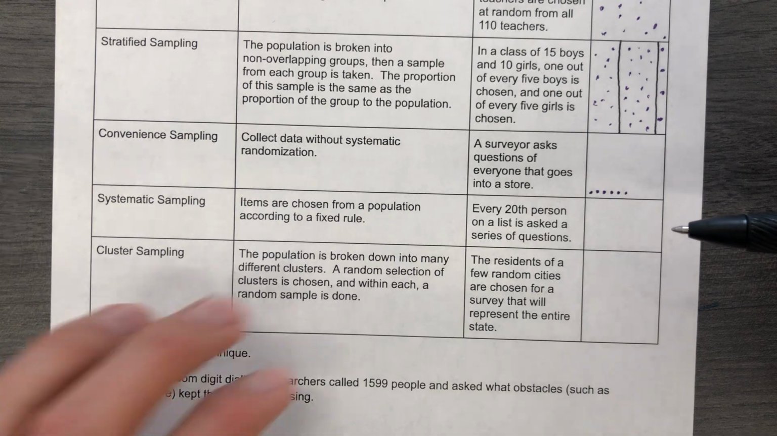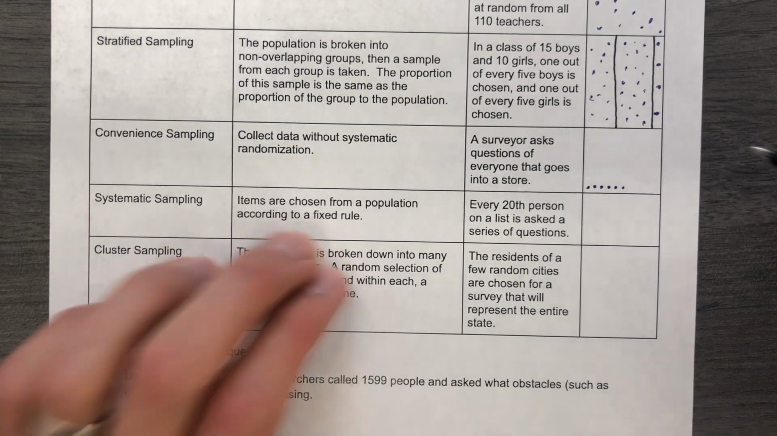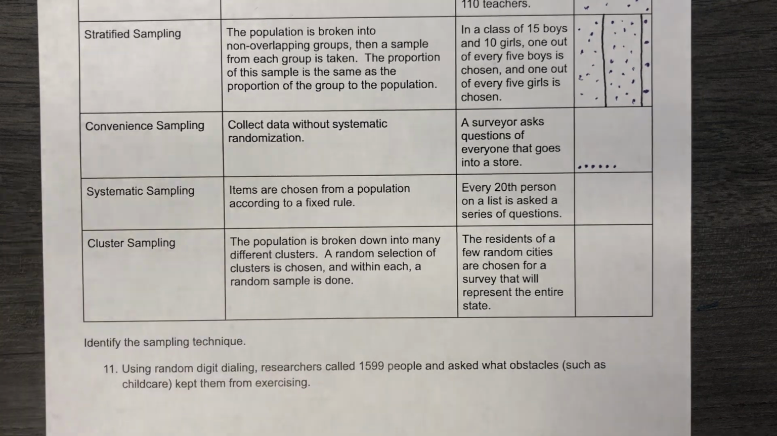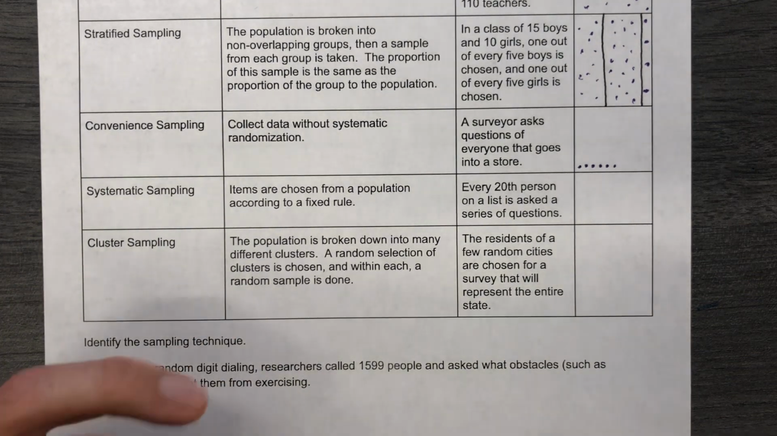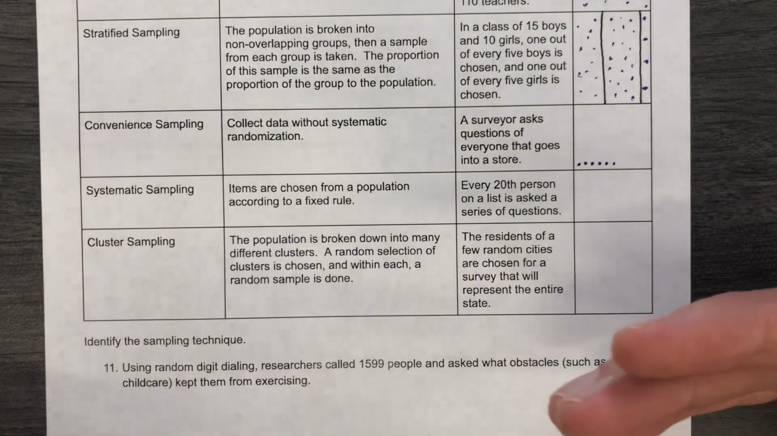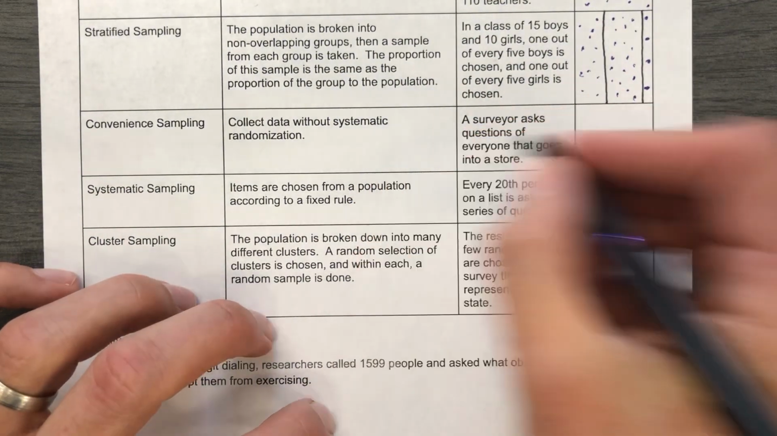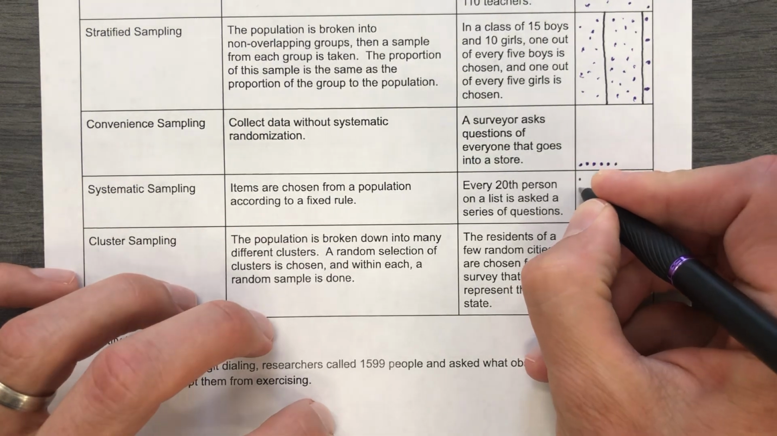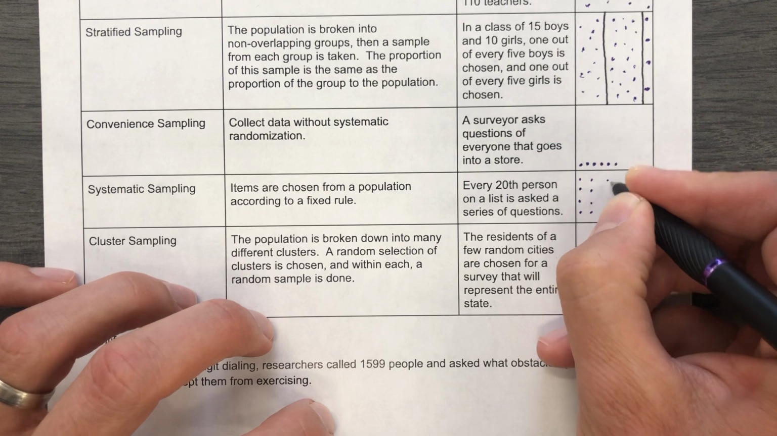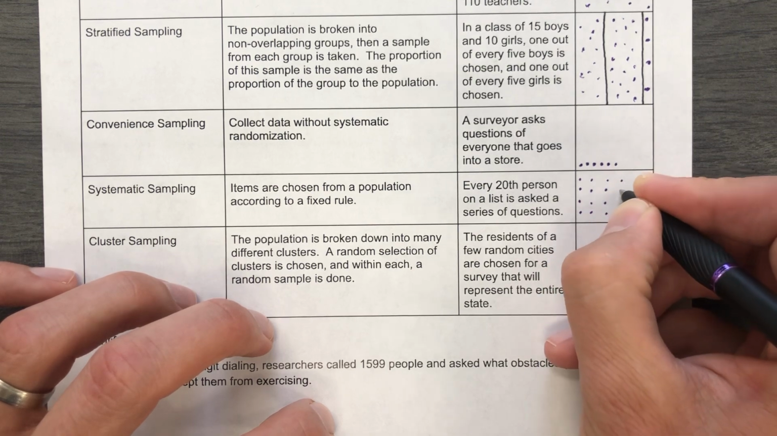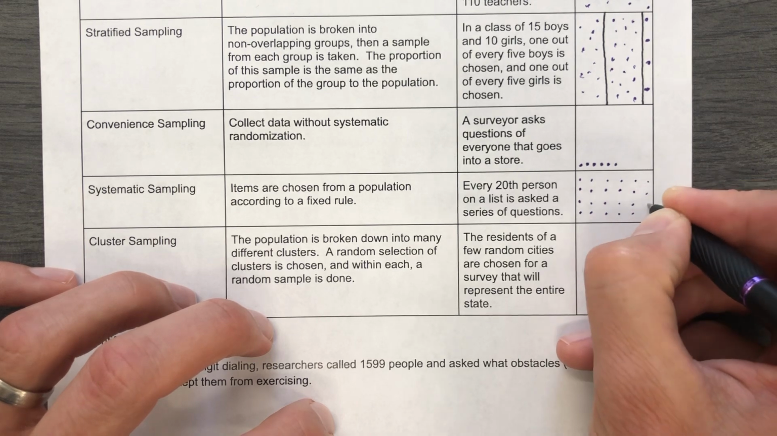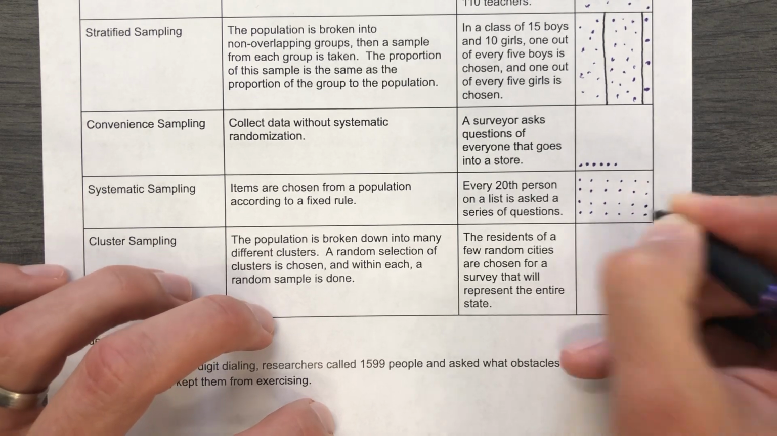Systematic. All right. Items are chosen from a population according to a fixed rule, for example, every 20th person on a list is asked a series of questions. This is where they want to know how you feel about the next presidential election, and they have a telephone book. It's a thing we used to have when people had telephones, before there were cell phones. And they would pick like every 5th person, and they'd call them. So very systematic, every 5th person, or every 20th person, or something like that. Very systematic. Every other person on the street. Oops, missed one. They didn't answer their survey. There we go.